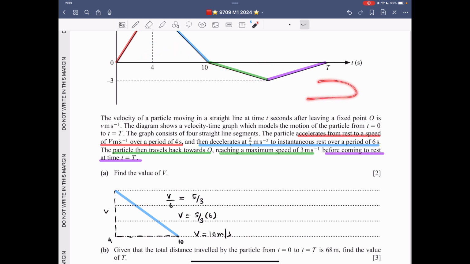It's now turning around. And there are 2 portions over here, reaching a maximum speed of 3. So speed is 3 since it's in the opposite direction. Therefore, velocity is negative 3 before coming to rest. And that is coming to rest over here. Find the value of v.